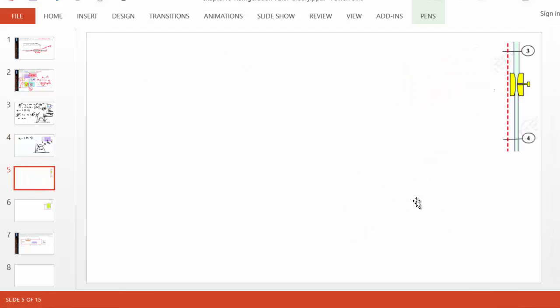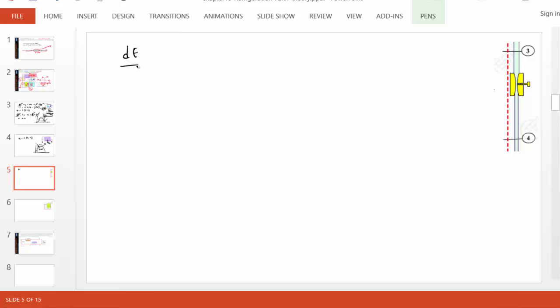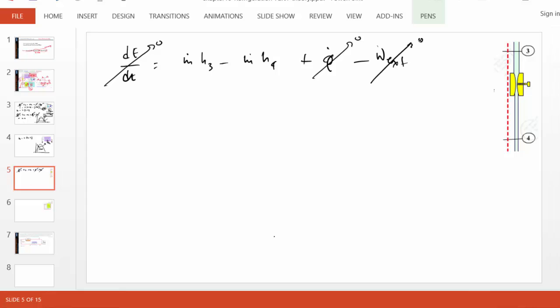Okay, let's move on to the expansion valve. Let's go over the energy equation very quickly. The EDT, again, m dot H3, m dot H4 plus Q dot minus W dot external. For steady state, the EDT equals 0, and if there is no heat transfer and no external work transfer here, no shaft, electricity, etc., therefore, as you can see, H3 equals H4. So the expansion valve is called isenthalpic.